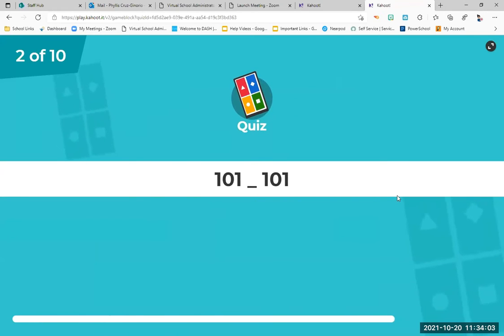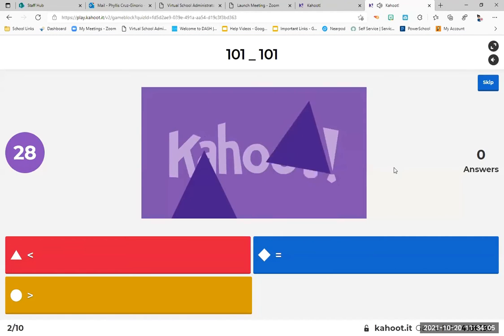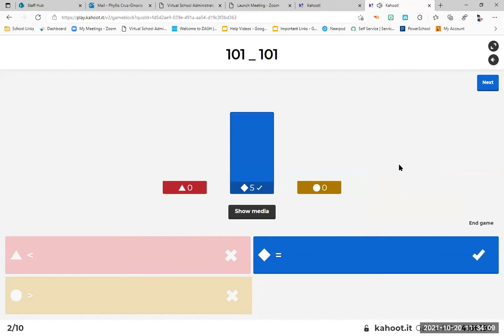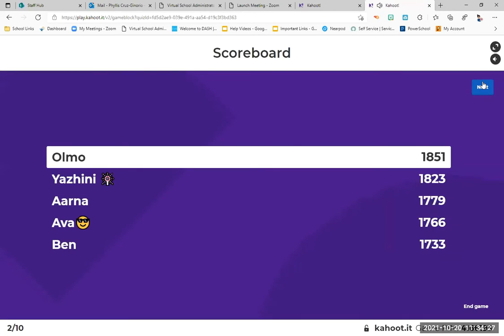What symbol would you use to compare 101 and 101? You're right, equal. They are exactly the same. Not only is the hundreds place the same, the tens place is the same, and the baby ones units are the same. So they are equal, equal, equal. Okay, here we go. Next question.